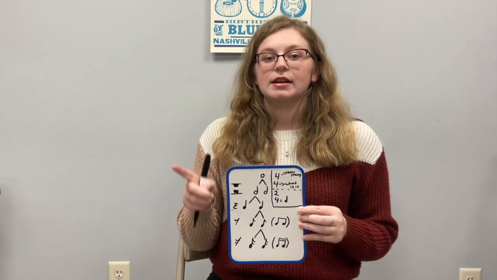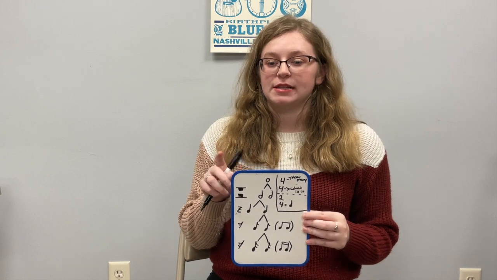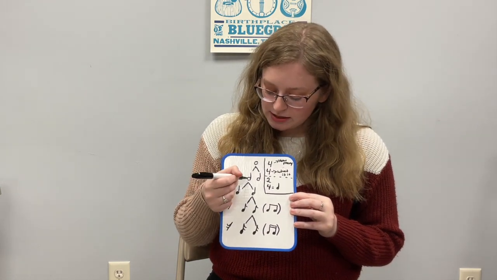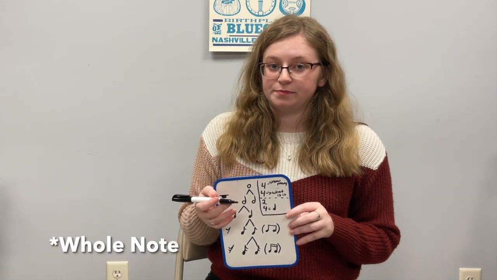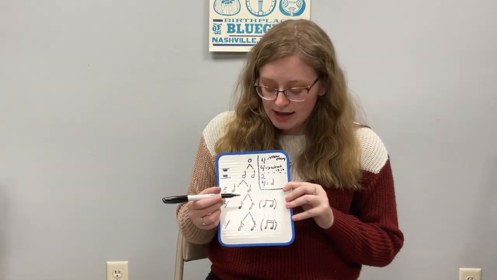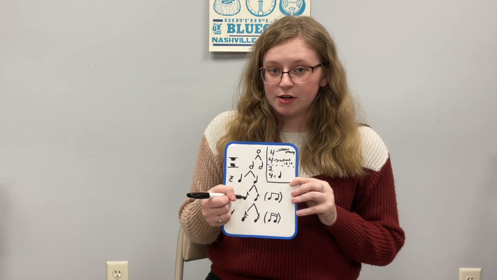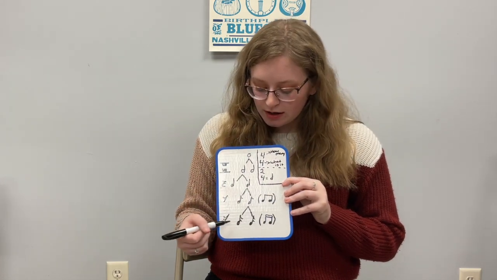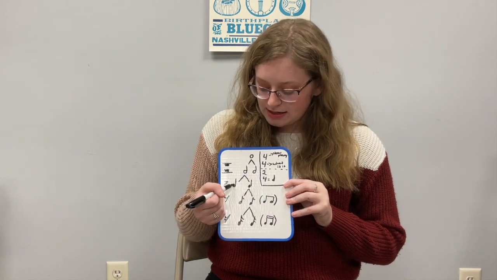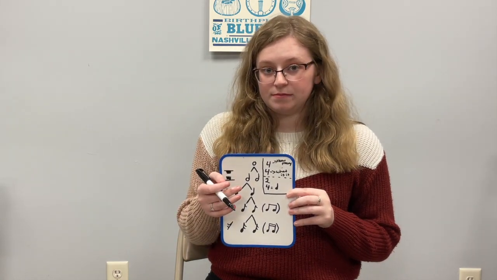1 beat equals a quarter note, which means 2 beats equals a half note, and 4 beats equals a whole note. It also means that you're going to need 2 of these eighth notes to equal 1 quarter, and 4 sixteenth notes to equal a beat.